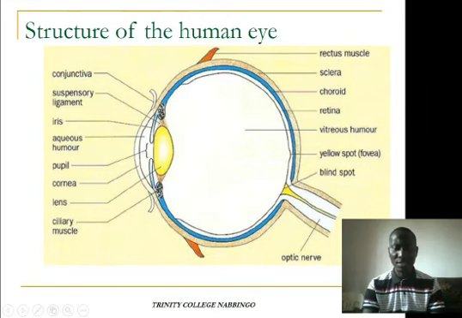Then you have the blind spot, which is the point of origin of the optic nerve. At the blind spot there are no photosensitive cells, so an image cannot be formed there. Then you have the ciliary muscle to cause a change in the shape of the lens, and the suspensory ligaments to hold the lens in position. Aqueous humor is a transparent liquid responsible for reflecting light onto the retina.